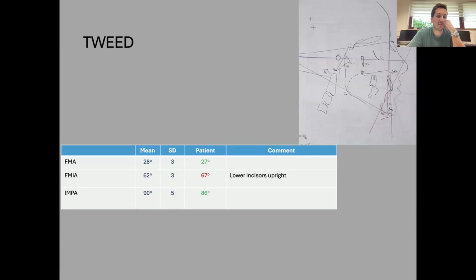For the Tweed, again, normal values, only the FMIA is a bit more, which indicates, as in the Downs, that the lower incisors are upright. Which I think, as we will see later on, is maybe a bit of compensation, because he is a class 1, but due to the growth of the mandible, he has a skeletal tendency to class 3. Yes, I think so. If you saw the patient up close, he seems like a class 3, but he's actually not.